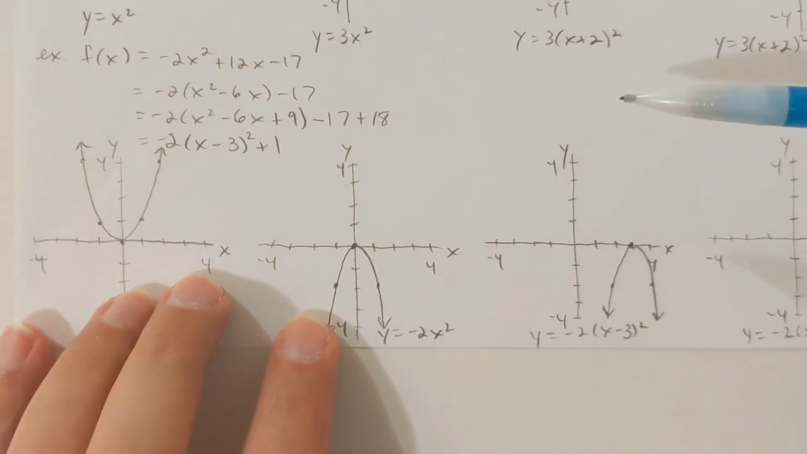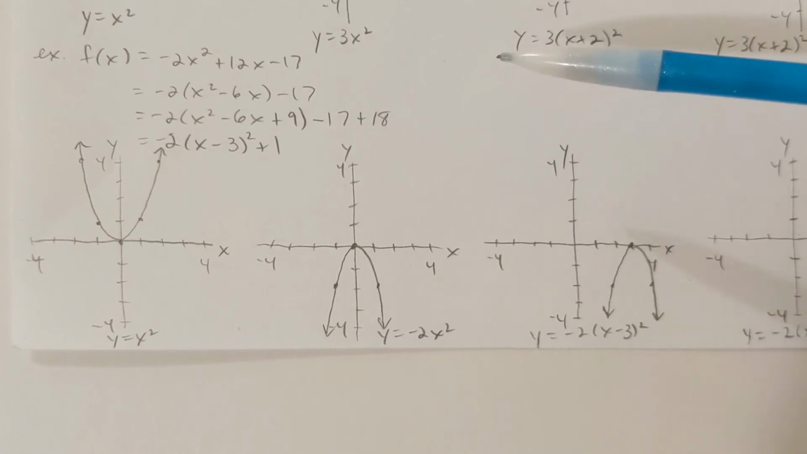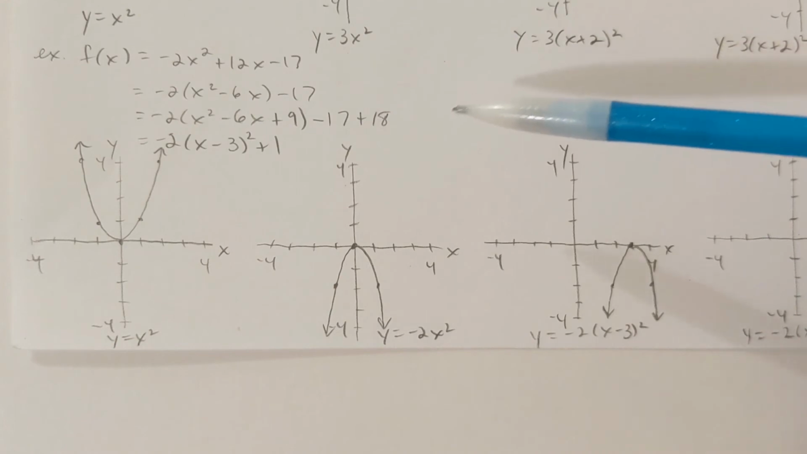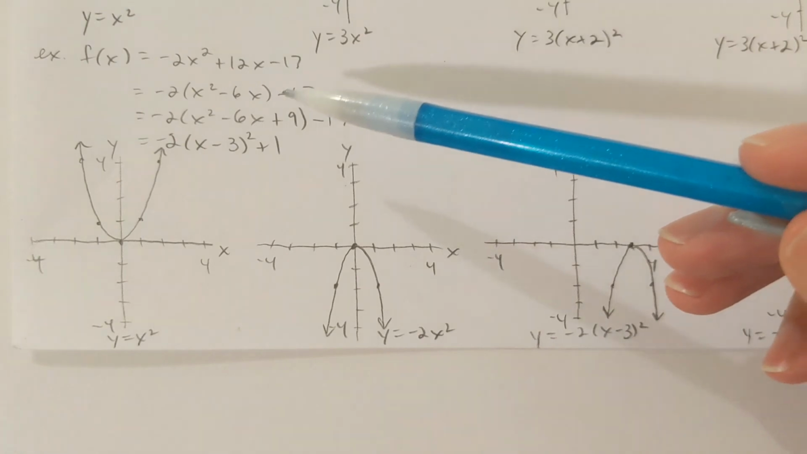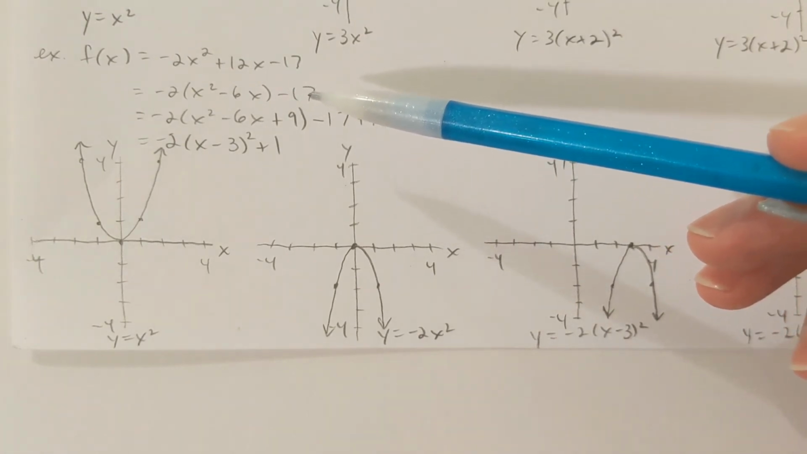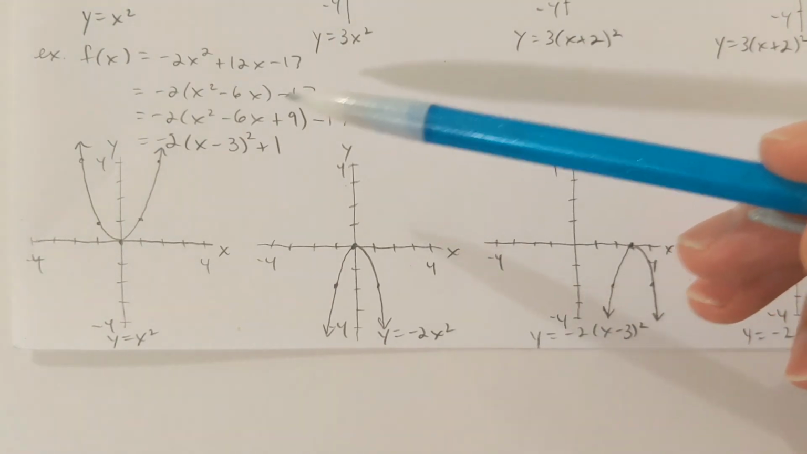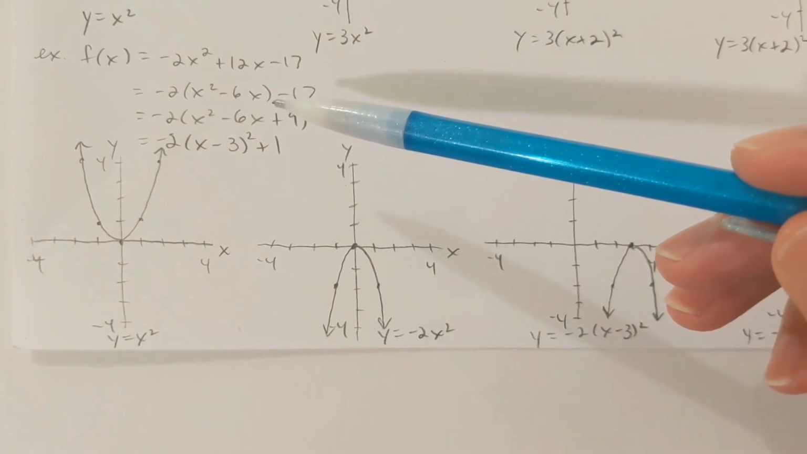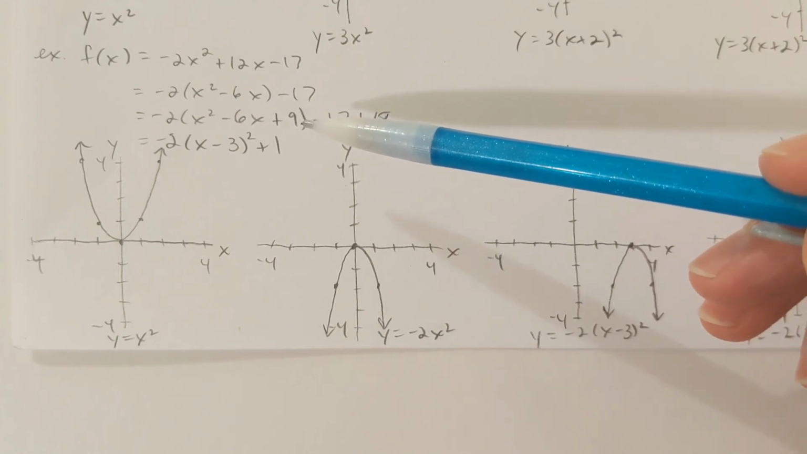Okay, if I graph, let's say one more here. F of x equals negative 2x squared plus 12x minus 17. Then f of negative x is equal to negative 2 times (x squared minus 6x) minus 17. Okay, nothing's changed there. So now I want to take half of the number in front of x. Well, half of negative 6 is negative 3. Negative 3 squared is 9.